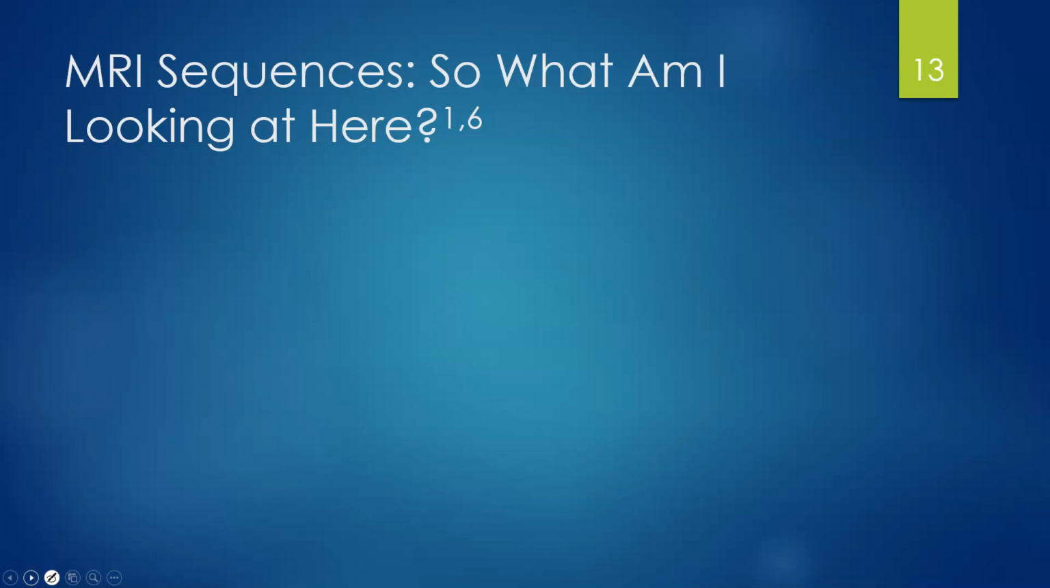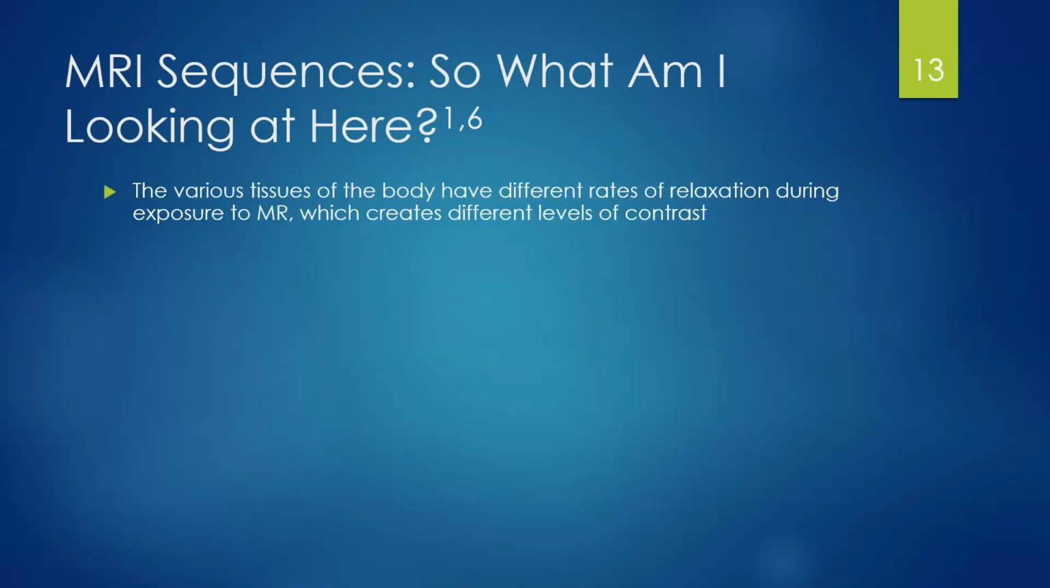So now that we're going to start looking at some MRIs, how can we tell what we're looking at? How can we make heads or tails of what we're doing? Various tissues have different rates of relaxation, meaning at what speed and what ability that proton has to return back to its desired position in the magnetic field. And then, based on these relaxation rates, we get different levels of contrast within the tissue.